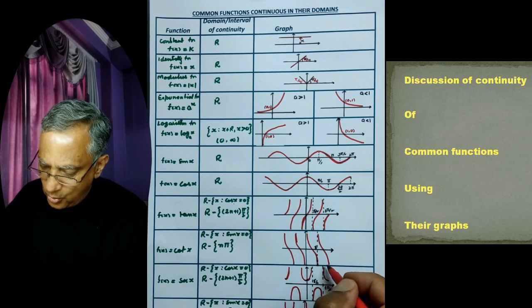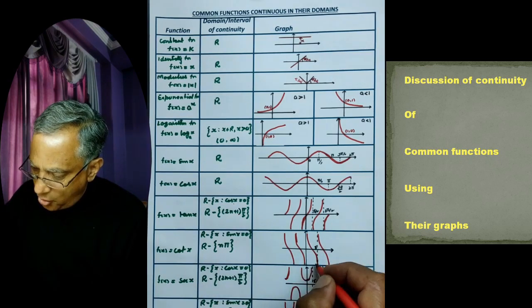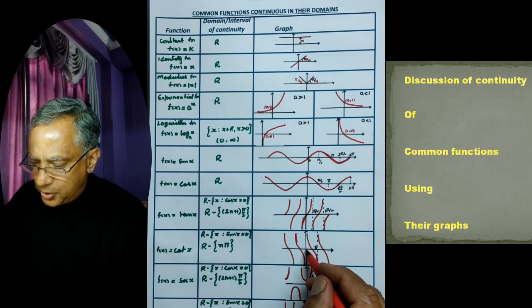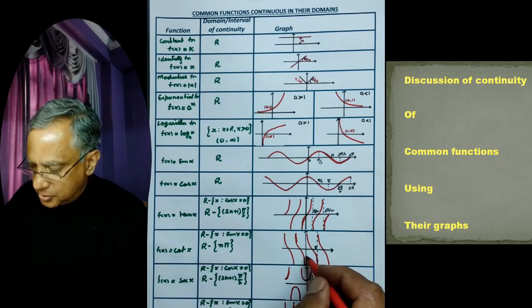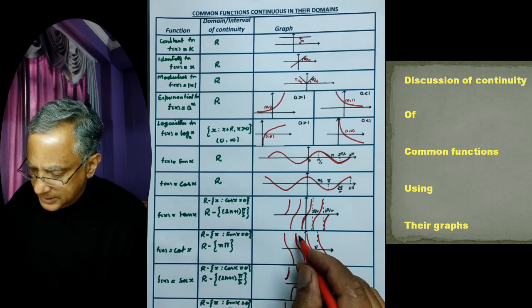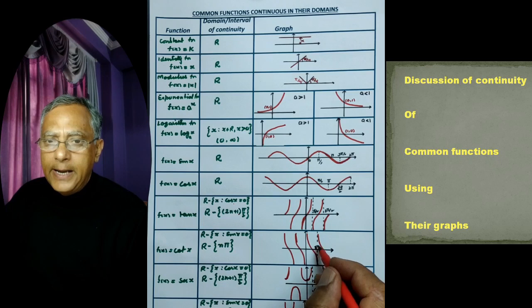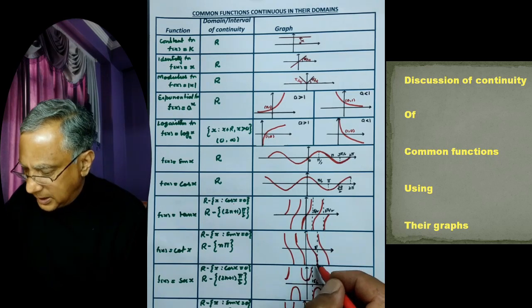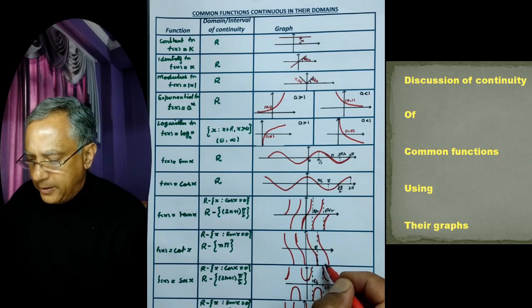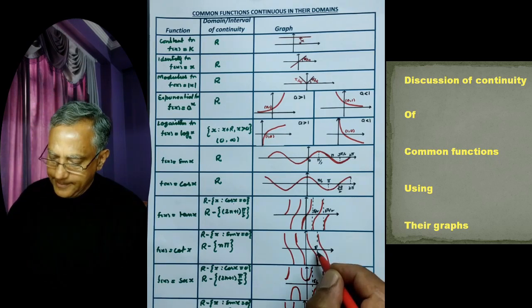And here what we notice is this graph will not touch the line x equal to 0, because cotangent x is not defined at x equal to 0. So this graph will never touch this line. At x equal to pi, this function is not defined at pi. So this graph will not touch the line x equal to pi. It will be very close to this line but will never touch it.